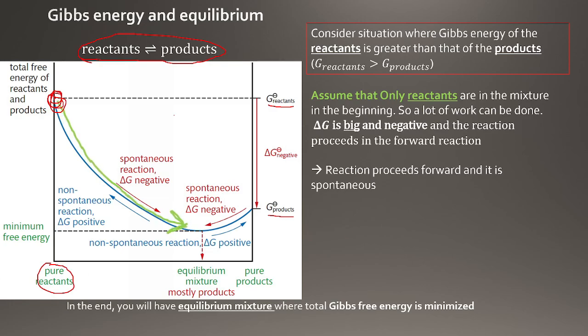So what will start to happen? Well, the Gibbs energy is really, really big. The total Gibbs energy equals the Gibbs energy of the reactants. And what does nature do? Nature wants to minimize the Gibbs energy. So the reaction will start shifting to the right. So this is the direction in which the reaction will start going spontaneously.